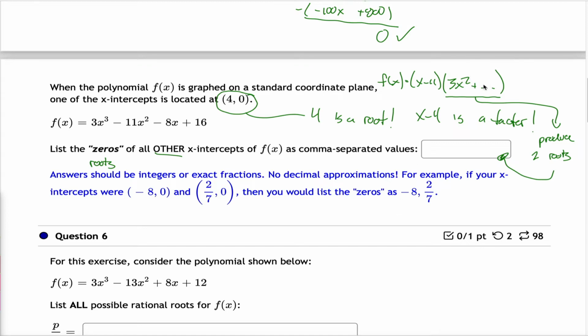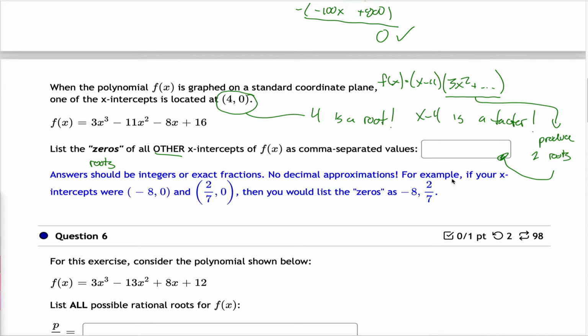All right, you'll get 3x squared plus something equals 0. Solve that, put your answers in here. Answers should be integers or exact fractions, no decimal approximations. For example, if your x-intercepts end up being negative 8 and 2/7, you would list them as negative 8, comma 2/7. All right, so that's the kind of format they want it all listed in, and you'll figure out what those are.